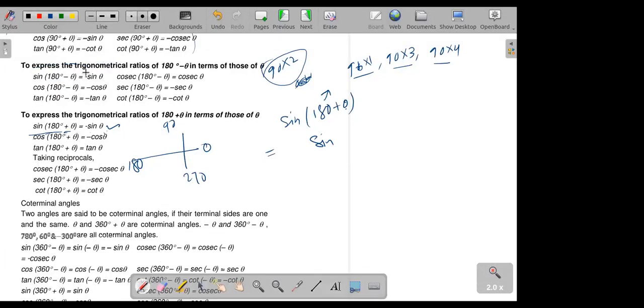Maybe the final result depends on what quadrant it is falling in, and then that minus minus cancels itself out if it's falling in the right quadrant. Okay, that means the answer will be plus sine theta only.